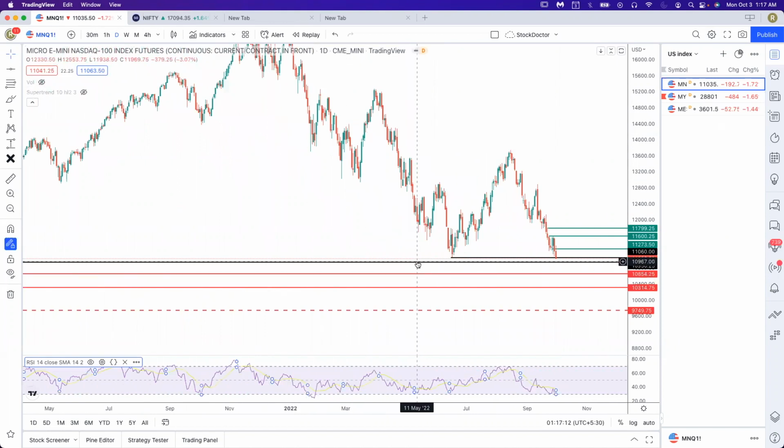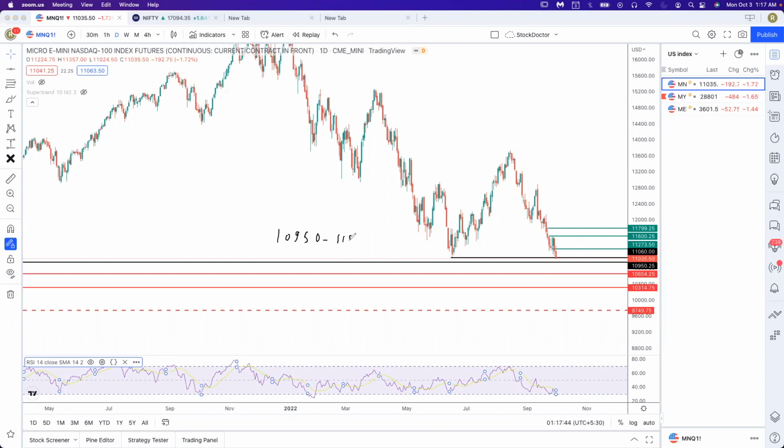Now these two black lines you see here, this is a present support for Nasdaq 100. Currently 10,950 to 11,050 is a support area for this index.